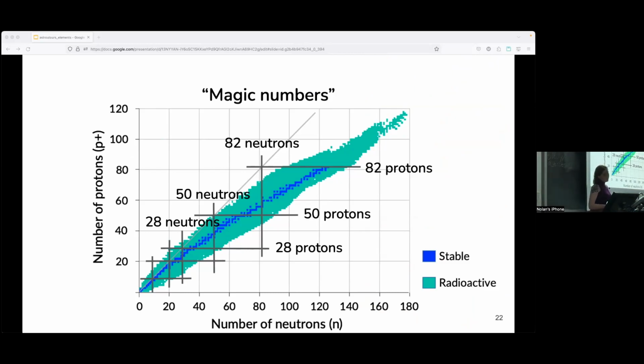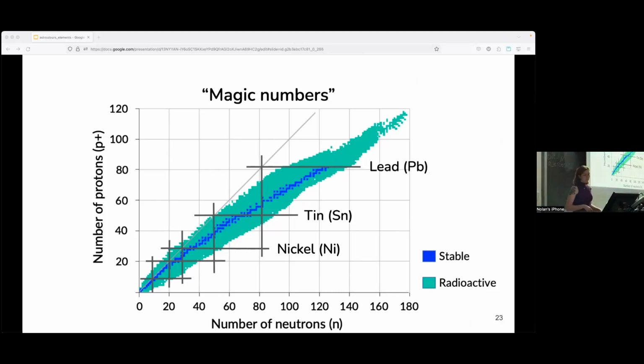And these magic numbers correspond to the elements like calcium, nickel, tin, lead, and to lots and lots of different isotopes, right? Lots and lots of different numbers of neutrons. Lots and lots of different elements with the same number of neutrons. These make things like stable isotopes of platinum or barium. And this is going to help us a lot later because nuclei tend to congregate around these magic numbers.